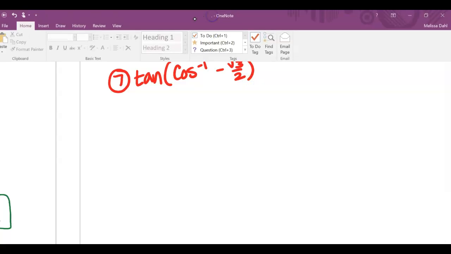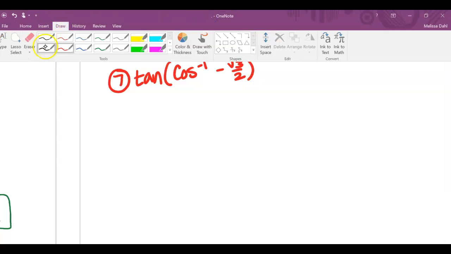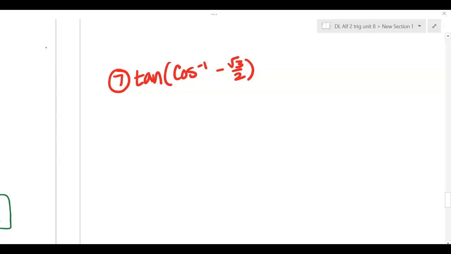All right, we're going to look at number 7 on the Skill 7 homework. I hope this helps. So we're being asked for the tangent of the inverse cos of negative rad 3 over 2. So we first want to understand what the question is that we're being asked.